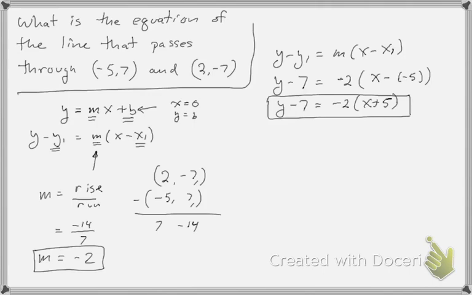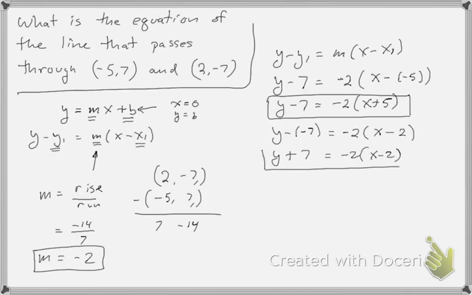Instead of using -5, 7, I could have used 2, -7. And if I did that, the idea is the same. It's y minus the y-coordinate of -7 must be equal to the slope, -2, times the quantity x minus the x-coordinate of 2. This will give me y plus 7 is equal to -2 times x minus 2. So those are two of my options. Both of those are in point-slope form. Those should give me the exact same equation of a line at the end of the day.